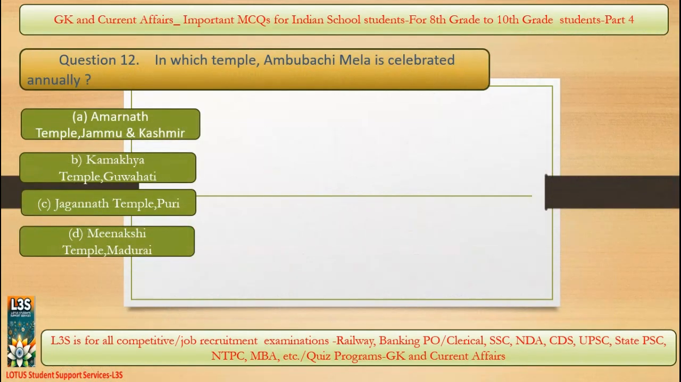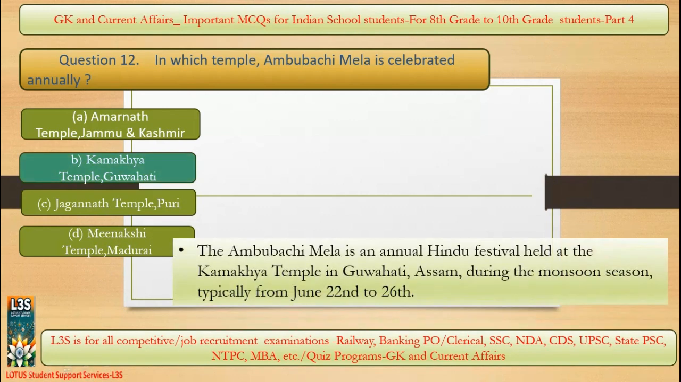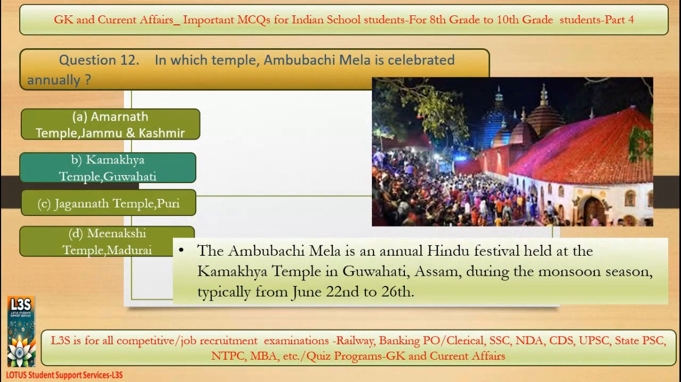In which temple is Ambubasi Mela celebrated annually? And here the correct option is B. Kamakhya Temple. It's located in Guwahati, Assam. The Ambubasi Mela is an annual Hindu festival held at the Kamakhya Temple in Guwahati, Assam, during the monsoon, from June 22 to 26.